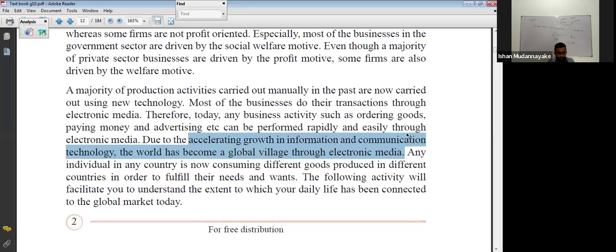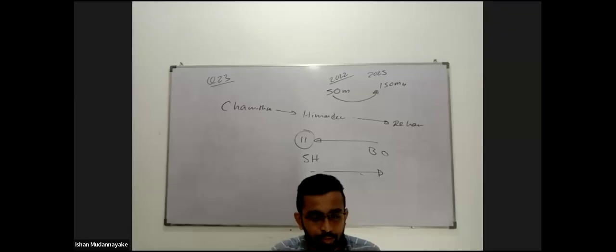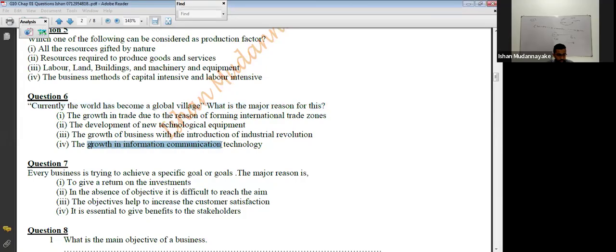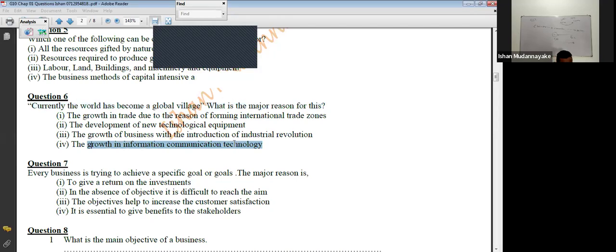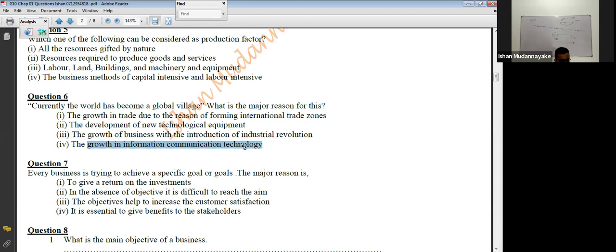Here, due to the accelerating growth in information and communication technology, the world has become a global village through electronic media. Then, what's the answer for question number 6? Development in information and communication technology is the answer. Right, now the fourth one is the answer for question 6.